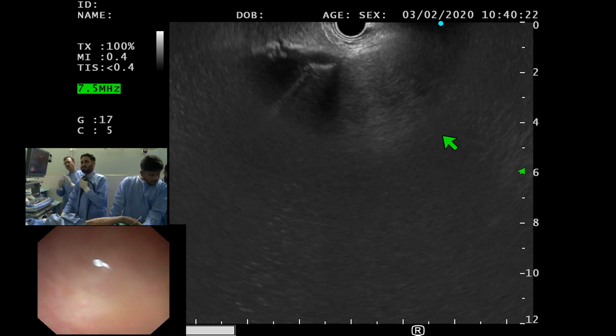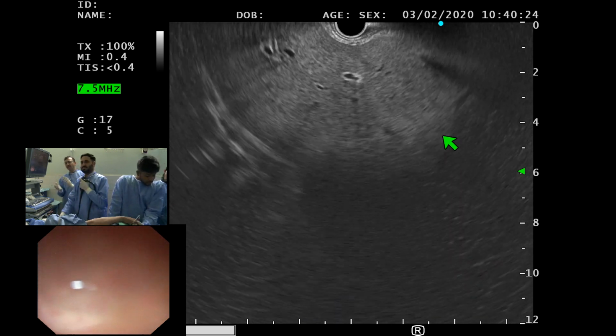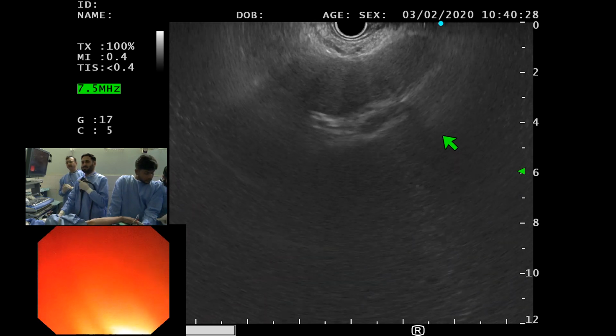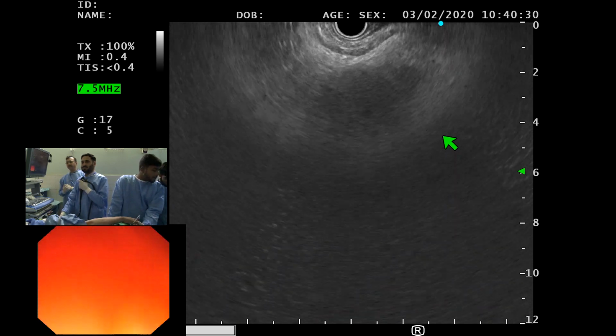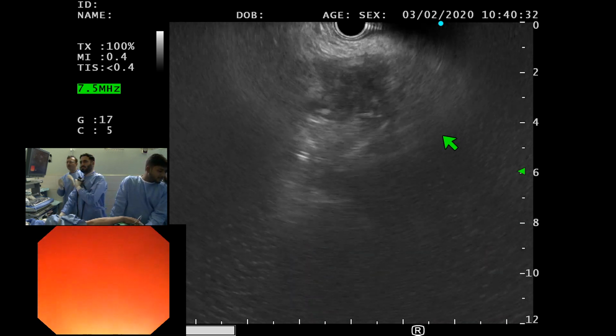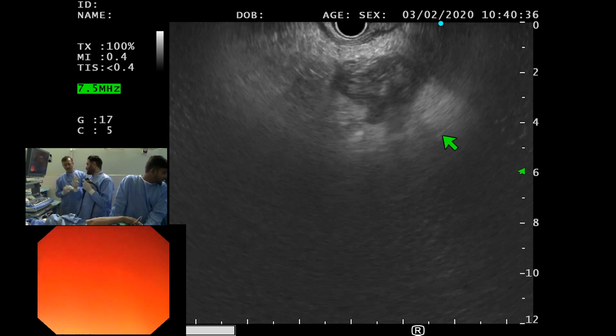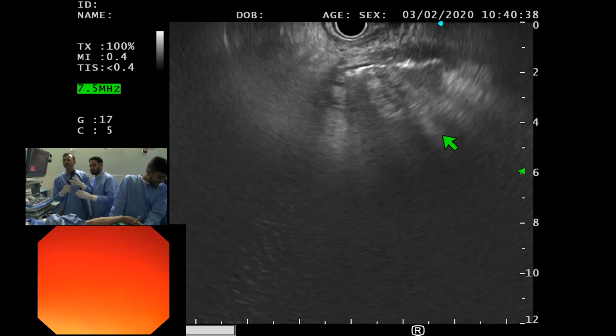But then, because your area of interest is the pancreas, you need to turn right to the clockwise side. No, you're injecting air.